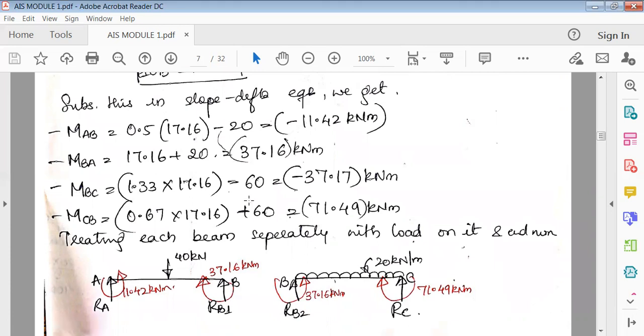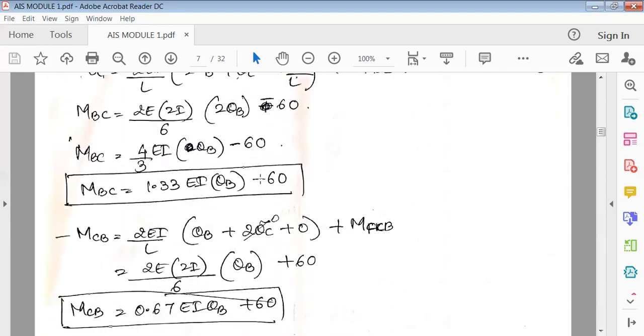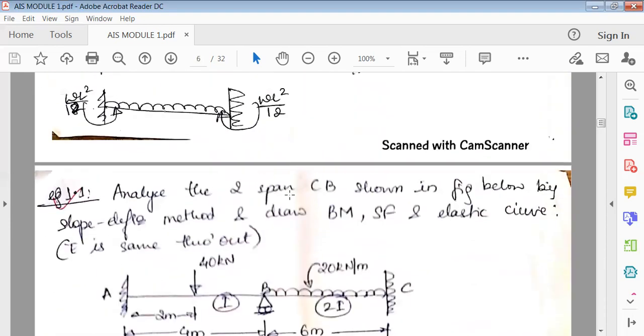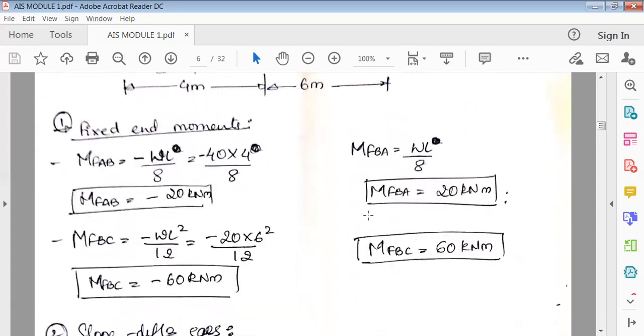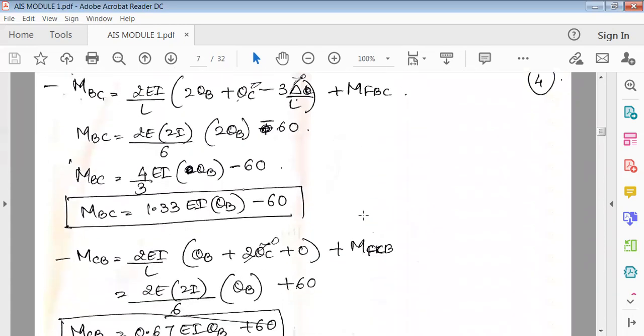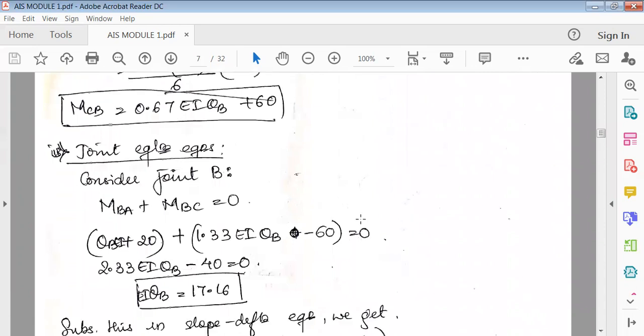Till here, it is all about finding the moments. Now, in the given question, they've asked you to find using the slope deflection method, and draw the bending moment and shear force. So you also have to find the bending moment and shear force, and this is more or less like what you have done in SOM.